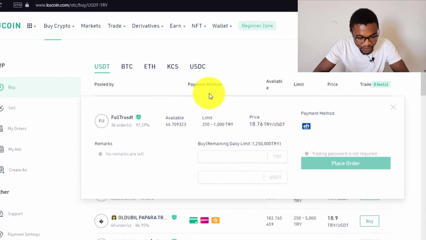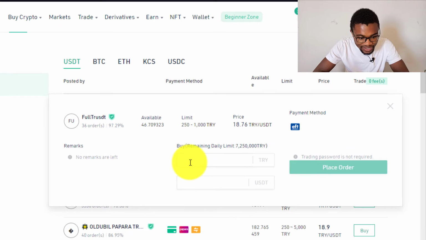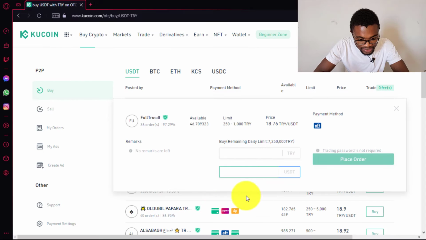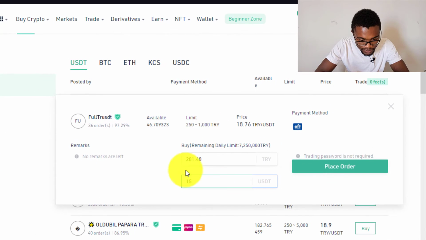Then in here, you need to enter the amount you want to transfer to this person, or you need to enter the amount you would want to receive on your Kucoin account based on the limit. So this person transacts anywhere between 250 and 1000. Let's say that I want to deposit around 15 USDT on my account, so I just need to enter 15 in here. So you can see that if I'm to deposit 15, I have to send like 281 Turkish lira to this person over here.